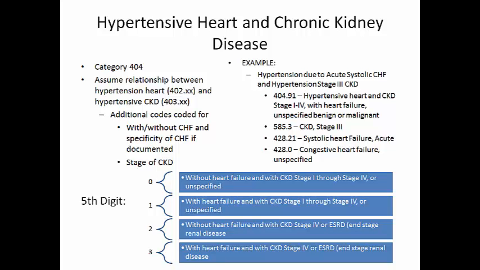And then of course the additional codes for with or without CHF, that specificity of CHF, and the stage of the CKD. So you can see in this example, hypertension due to acute systolic CHF and hypertension stage 3 CKD, there are going to be 4 codes. One from category 404.91, one for the stage 3 of the chronic kidney disease, 585.3, one for the acute systolic heart failure, 428.21, and one for that congestive heart failure, 428.0.